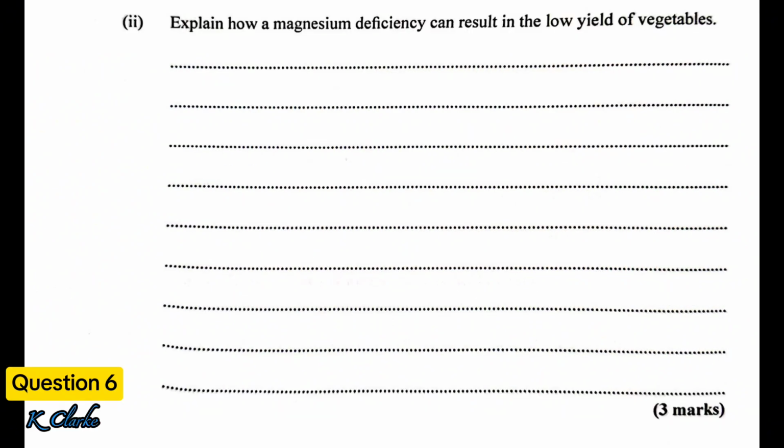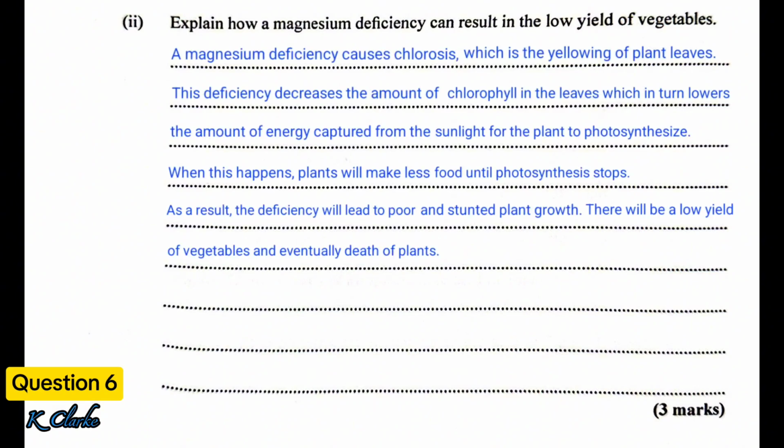Part 2. Explain how a magnesium deficiency can result in the low yield of vegetables. A magnesium deficiency causes chlorosis, which is the yellowing of plant leaves. This deficiency decreases the amount of chlorophyll in the leaves, which in turn lowers the amount of energy captured from the sunlight for the plant to photosynthesize.